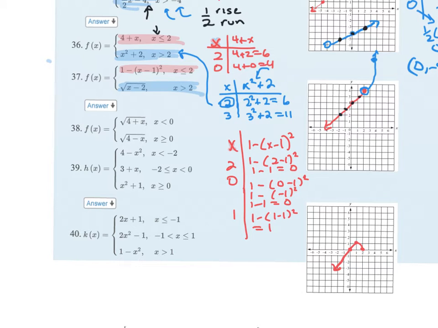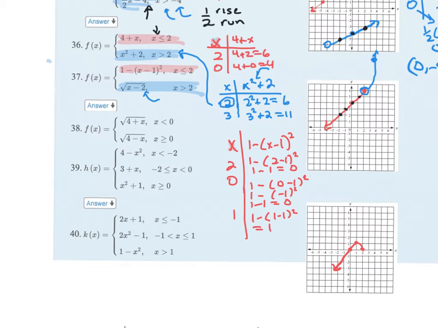Then I can go ahead and do the square root. And again, this is where it might be easier to do your shifts. So it's underneath. So this is going to be a shift over. You would think it's to the left, but it's backwards. So it's going to be 2 units to the left.